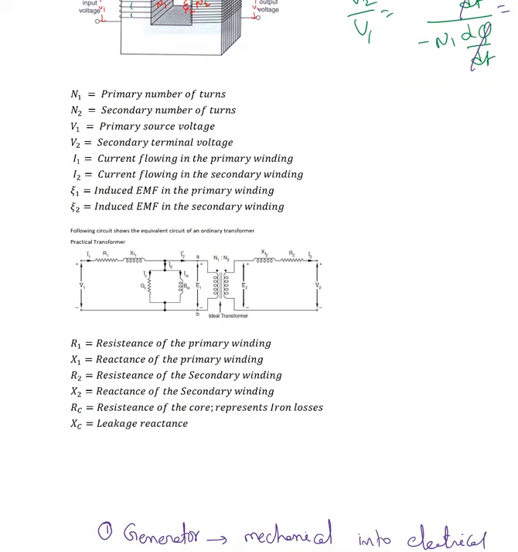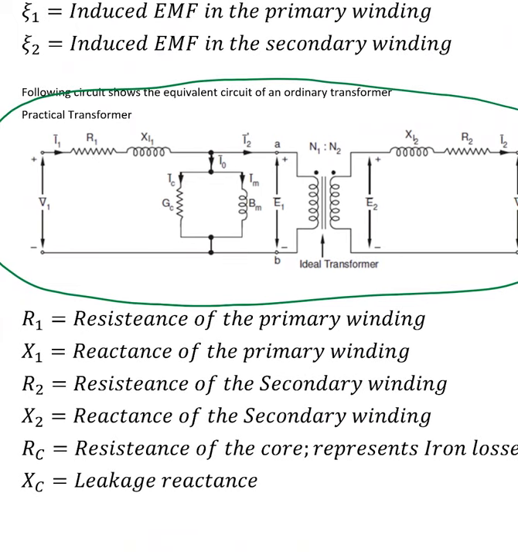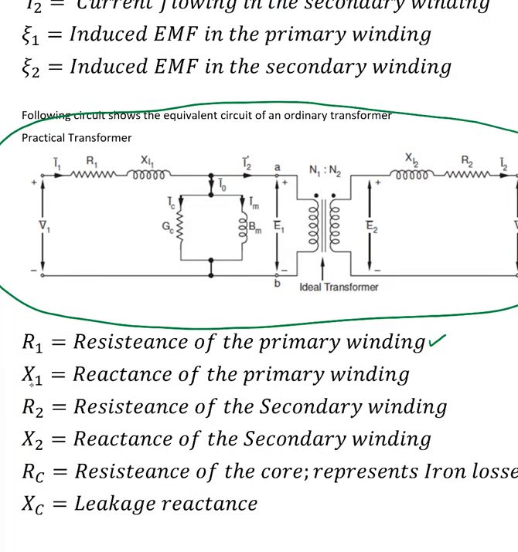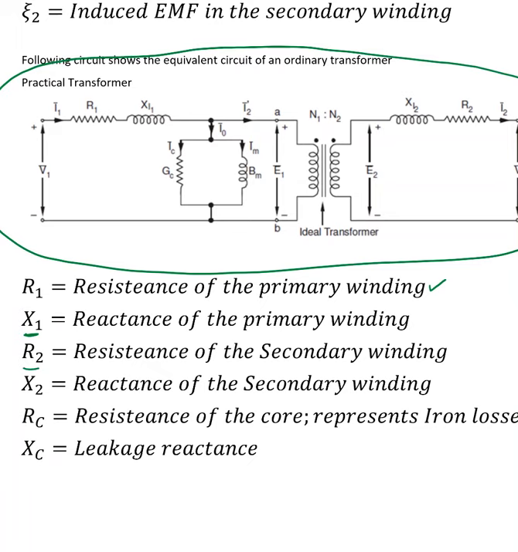Now if we consider all those losses, the equivalent circuit is going to look like this. Here R1 represents the resistance of the primary winding, and X1 is the reactance of the primary winding. The wire is wound like a coil, and every coil will have reactance. That reactance is X1. Now R2 is the resistance of the secondary winding, X2 is the reactance of the secondary winding.